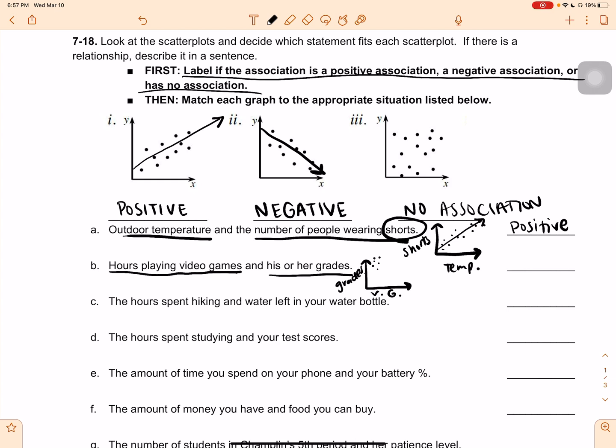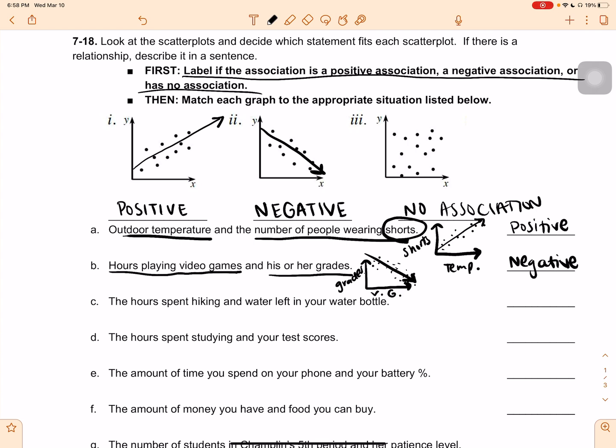But let's assume your two choices were video games or studying and doing your homework. The fewer video games you play, the higher your grades are. The more games you play, the lower your grades are. So this would create a trend that is negative. So this trend is negative.